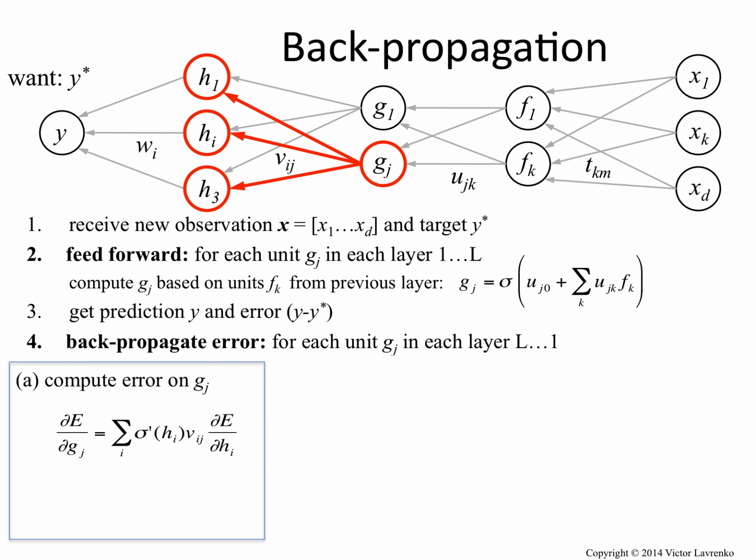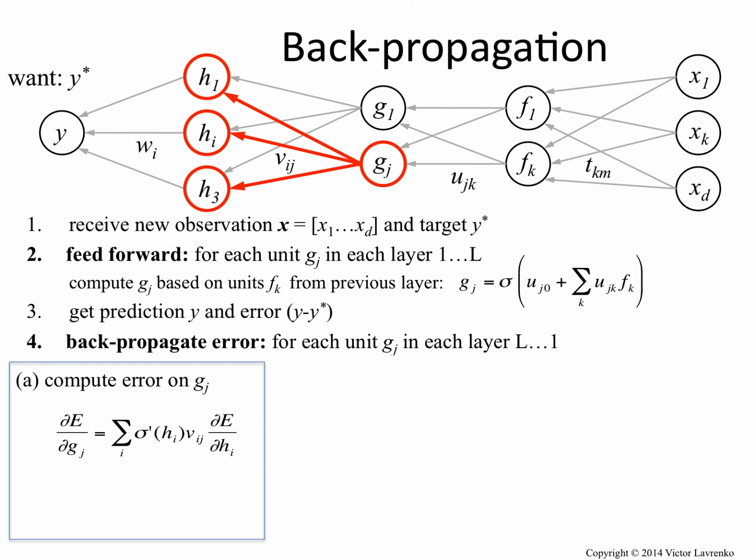Now, the way these errors are propagated is according to this equation. So we're computing the derivative of the error with respect to some unit Gj in the network. Think about it. The interpretation of the derivative of the error is that it tells us whether Gj should be higher or lower. Right? That's our interpretation of the derivative. So how do we know if Gj should be higher or lower? Well, we assume that we have already figured out, for all the H units, if they should be higher or lower based on the Y.